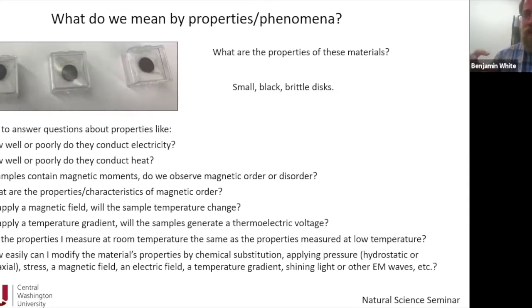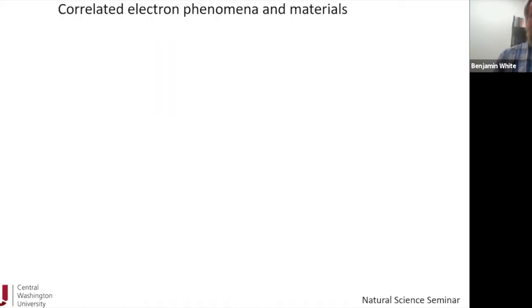Applying pressure, that's basically squeezing the materials, and that can be done either hydrostatically or uniaxially. Applying stress, applying magnetic or electric fields, temperature gradient, shining light or other electromagnetic waves on them. So basically I want to know, how do those properties change when I modify the conditions those samples find themselves in?